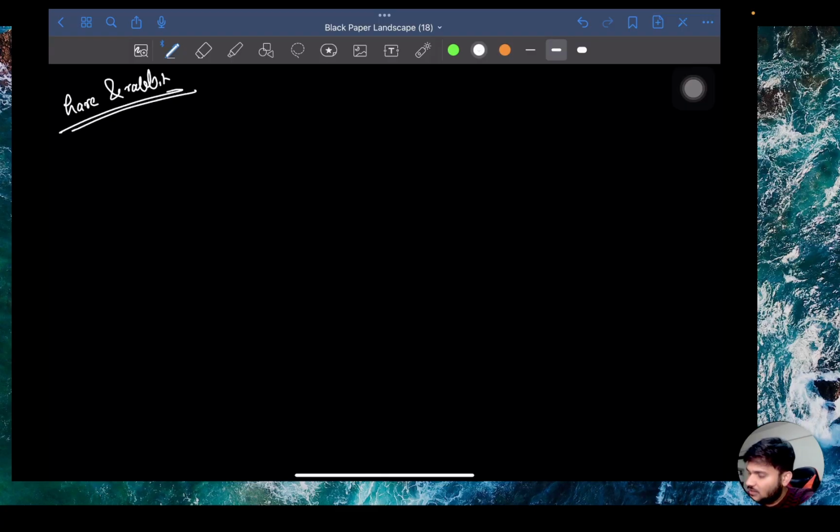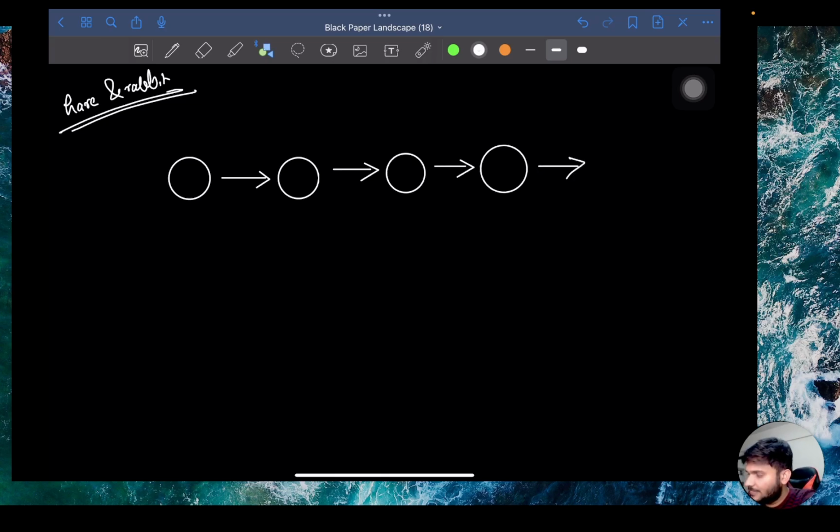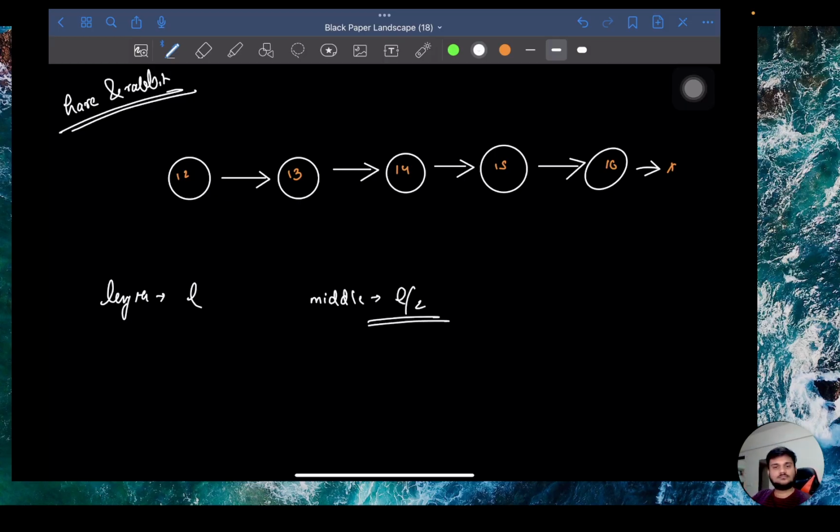Right. So let's say that you have a linked list. Cool. Now, let's say the length of the linked list is L, right? Length of the linked list is L. Then the middle node will be at length by 2. Middle node will be at length by 2, right?